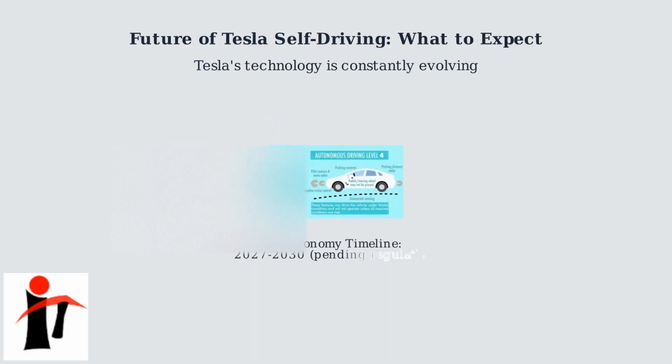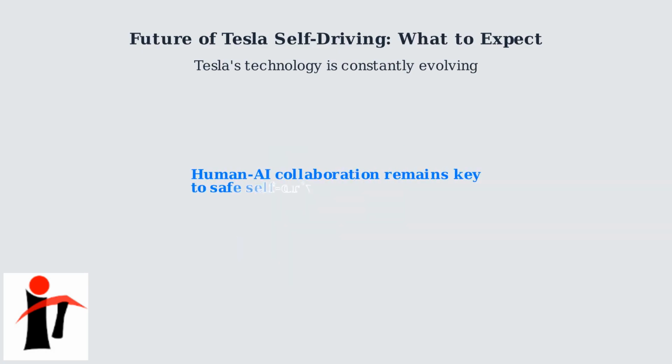Looking ahead, Tesla aims for full Level 4 autonomy, where FSD can operate without human supervision, targeted for 2027 to 2030. This milestone depends on regulatory approval and extensive testing. However, even with these advances, human-AI collaboration will remain essential for safe and effective self-driving. Drivers must stay engaged and ready to intervene, ensuring the technology serves as a powerful assistant rather than a replacement for human judgment.